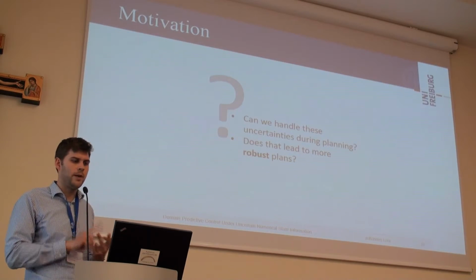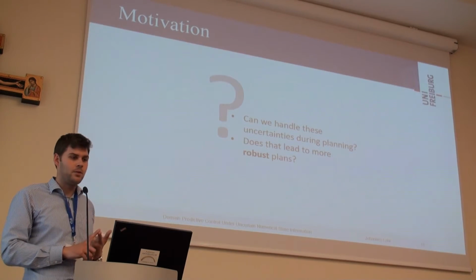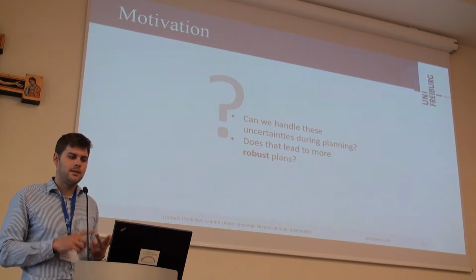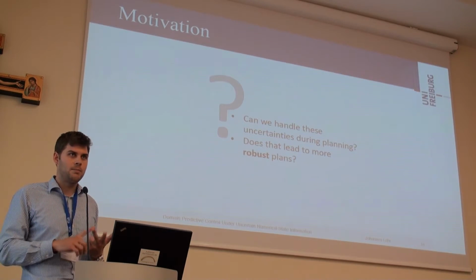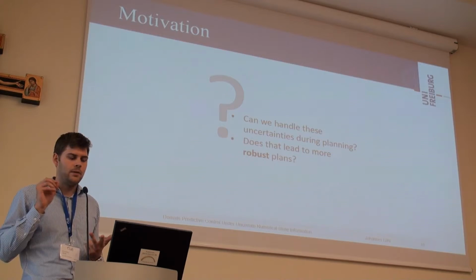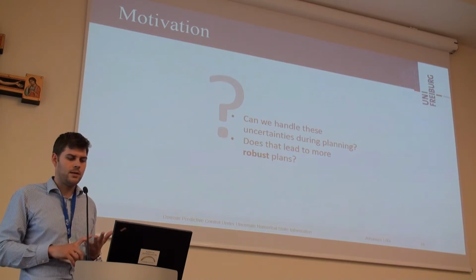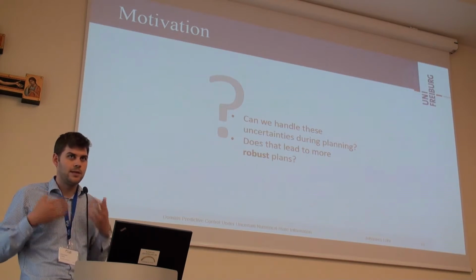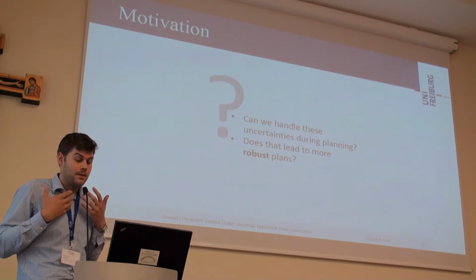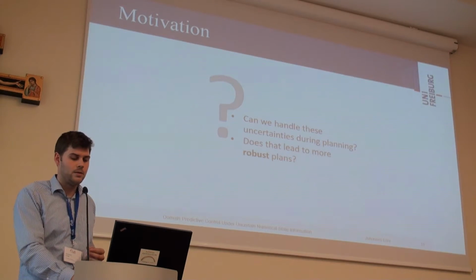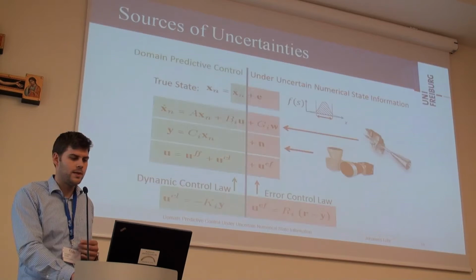So I'd like to answer two questions. Can we handle these uncertainties during planning, and does that lead to more robust plans? Robust plans in the sense that, if we have uncertain initial state information and disturbances during plan execution, the plan will in any case lead to the goal state.